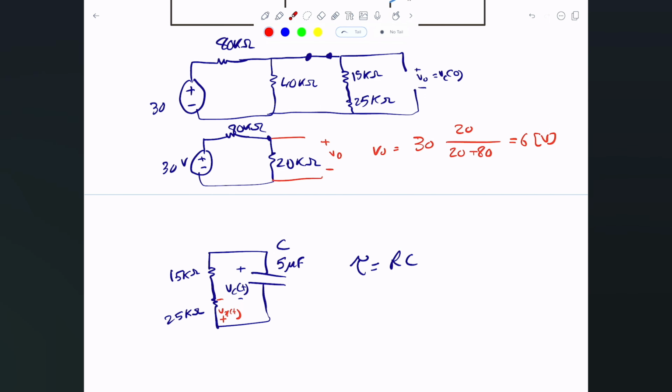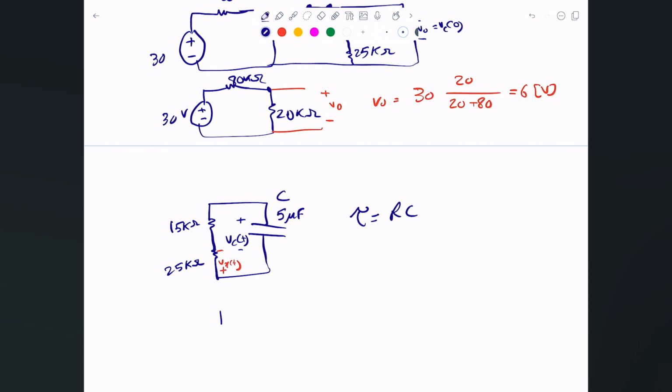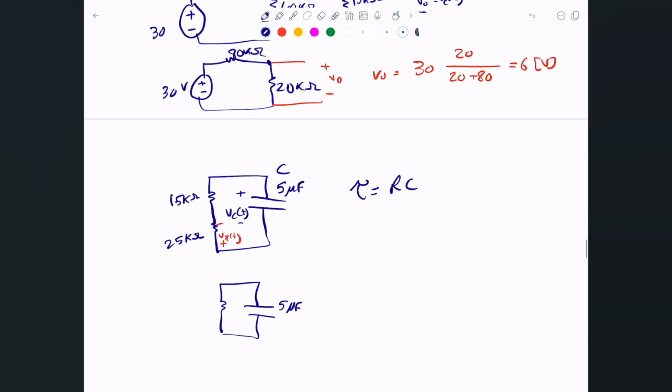The most common mistake I've seen is students just pick 15 or 25 and substitute it in here. That shouldn't be the case. What you should do is combine it into one resistor and one capacitor. That capacitor is still 5 microfarads. And again, if you have multiple capacitors, you combine them using series and parallel combinations of capacitors. This resistance should be 40 kilo ohms.